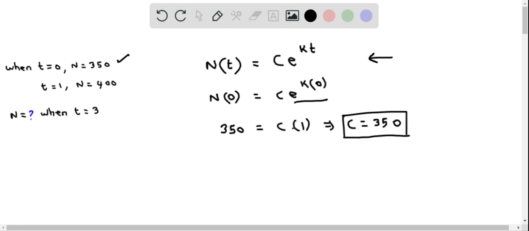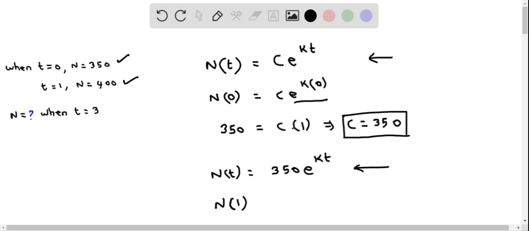That means we can plug it into the n of t and rewrite this as n of t equals, replace c by 350. So it becomes 350 e raised to the power of kt. Now we can use this equation. Now let's use the other condition, that is when t equal to 1, n equals 400. So let's replace t by 1.